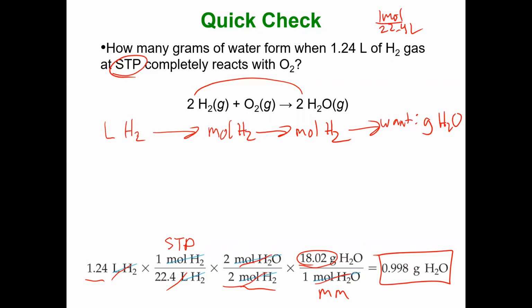So instead of molar mass, grams per mole, or instead of Avogadro's number, 1 mole is 6.022 times 10 to the 23rd particles, now we're using molar volume, which allows us to change the volume of a gas to moles, because you're not going to weigh out the grams of a gas. It's impractical. It's easier to measure out the volume.